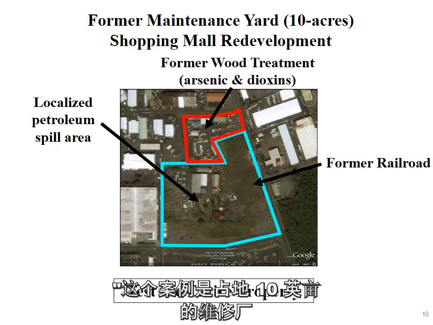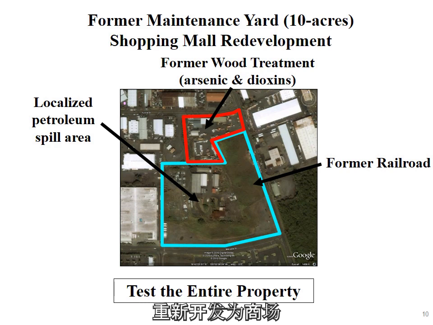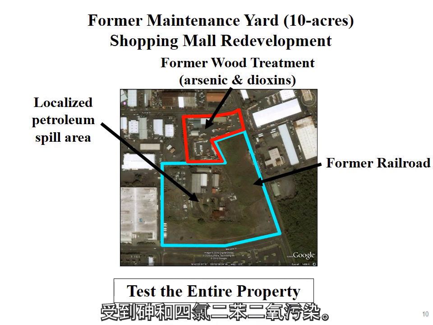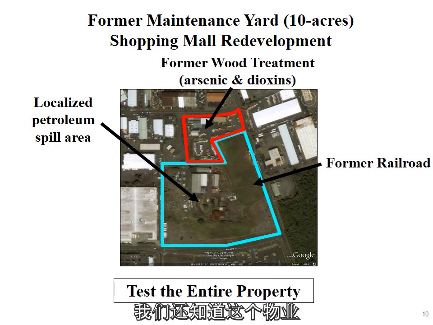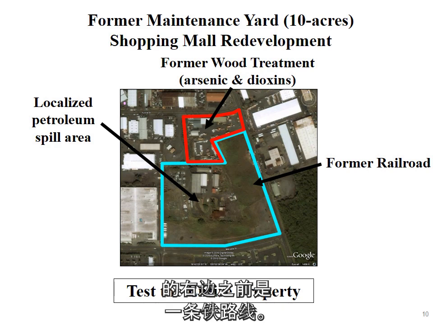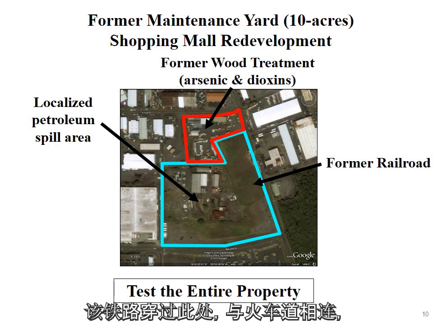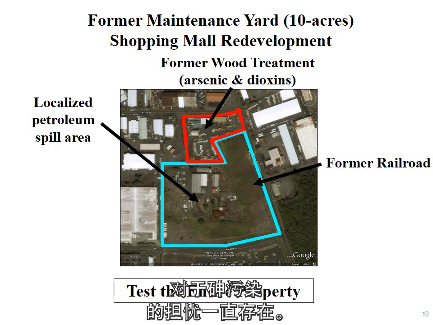So this is a case of a 10-acre former maintenance yard being redeveloped for a shopping mall right adjacent to a former wood treatment facility. We knew ahead of time the wood treatment facility was contaminated with arsenic and dioxins. We also knew that on the right side of this property was a former railroad line that went through there. So with railroads, there's always concern about arsenic contamination.